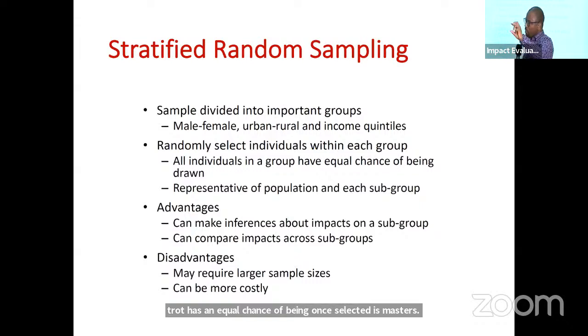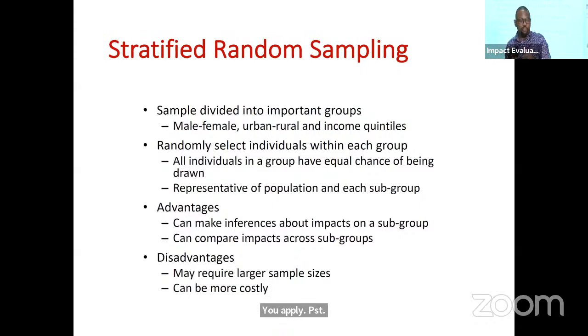This is the master's group, this is the PhD group. In the master's group, everyone has an equal chance of being selected. So you apply simple random sampling in the master's group. You apply the same approach in the PhD group, and so on and so forth.